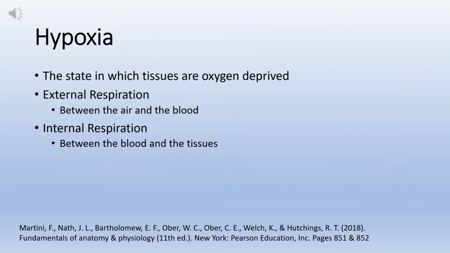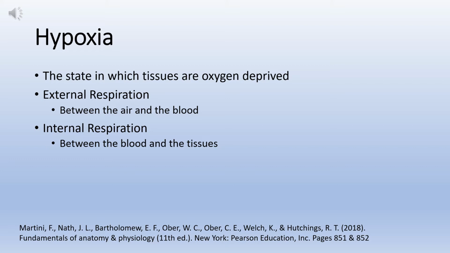When this process does not occur flawlessly, then issues can arise. One of these issues is known as hypoxia. Hypoxia, very simply put, is a condition where tissues are deprived of oxygen. Now, there are many causes to hypoxia, and they typically involve interference of external respiration or internal respiration.